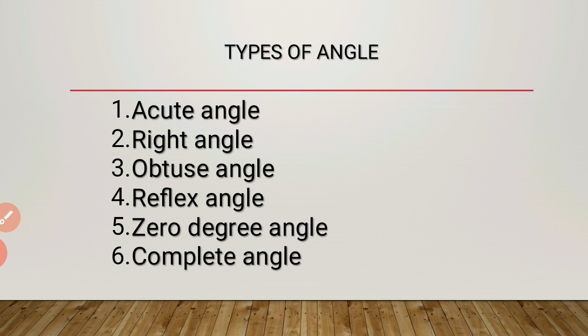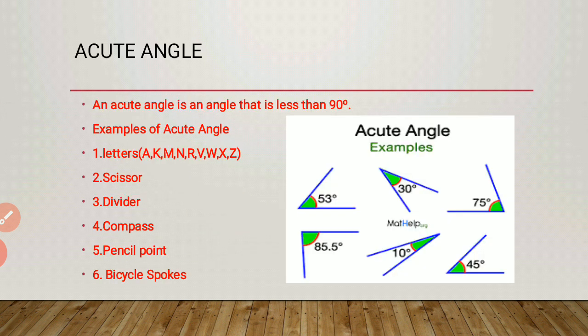Now types of angles. There are many types of angles. Number one is acute angle, then right angle, obtuse angle, reflex angle, 0-degree angle and complete angle. These are the 6 types of angles. We are going to learn about these in this video. First we are going to learn about acute angle.